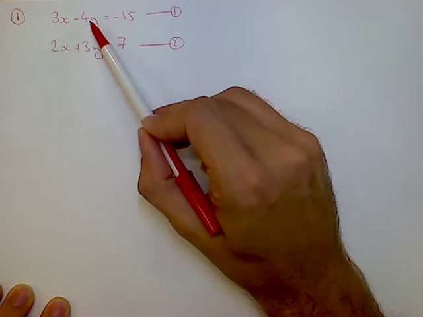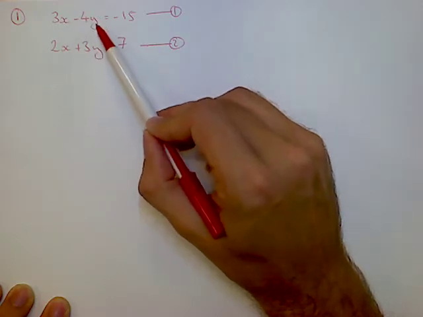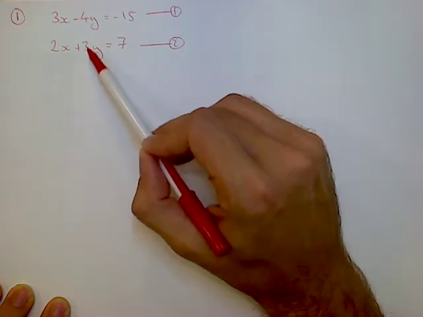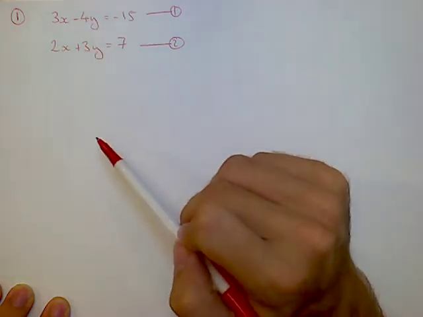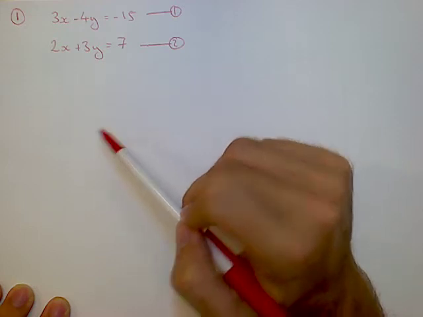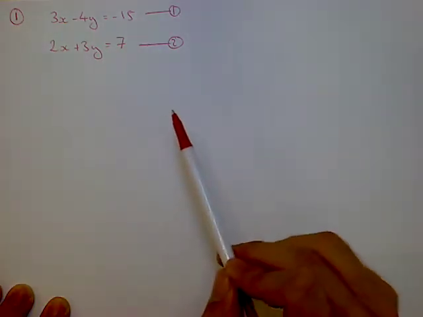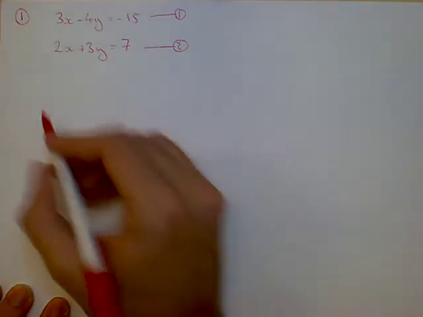Alternatively, what we could do is times the top equation by 3, which would give me minus 12y, and the bottom equation by 4, which would give me plus 12y, and again that will then allow me to do an elimination method. So up to you which one you go for. This is slightly lower numbers, so maybe the arithmetic is a bit easier, so we'll go for those ones.